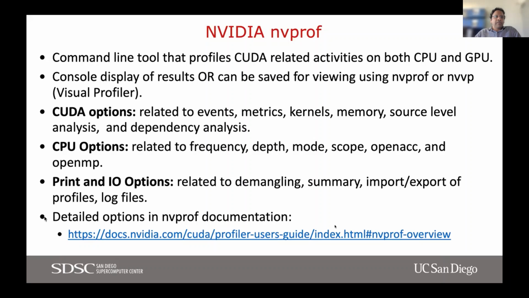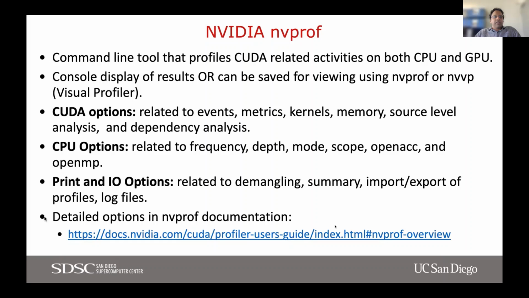There are several different options on both sides of the equation. You can look at the CUDA specific options. There are kinds of events and metrics you can track, kernels and source level analysis, and you can do a dependency analysis to see where your time is being spent and if there are any blockers or you're spending too much time in a particular area. On the CPU side, you again have a lot of different options in terms of the scope of what you want to profile, and also you can look at OpenACC and OpenMP too.